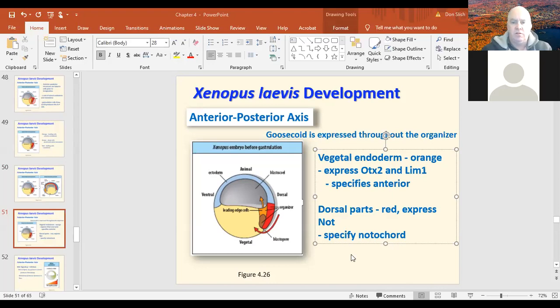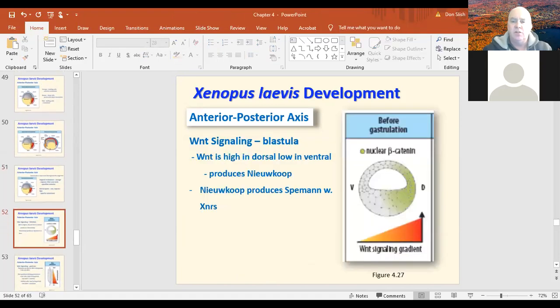Okay, so why is this happening? So we've got two different gradients going on here. I'm not sure if I talked about this last time. I don't know. But one is your BMP4, your BMP gradient, which I talked about just now, and the other is a Wnt gradient. Wnt is really high in one area and low in the other.